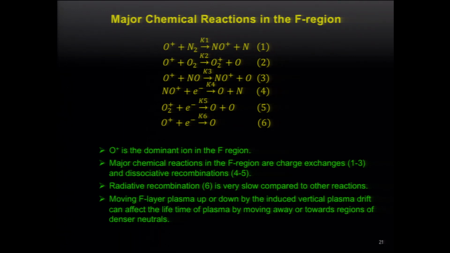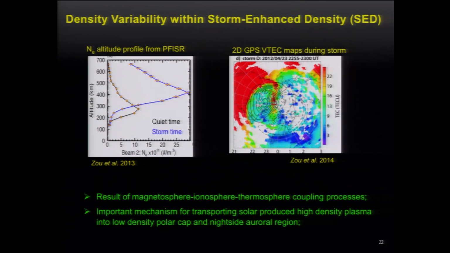So this means by moving your F-layer plasma up and down, either away from or towards the denser neutral layers, this induced vertical plasma drift can affect the lifetime of the plasma. So that can, again, affect the densities in the ionosphere. Such induced vertical drift can be very important for the density variabilities within the storm-enhanced density. And this morning you have heard a lot about storm-enhanced density and its importance.